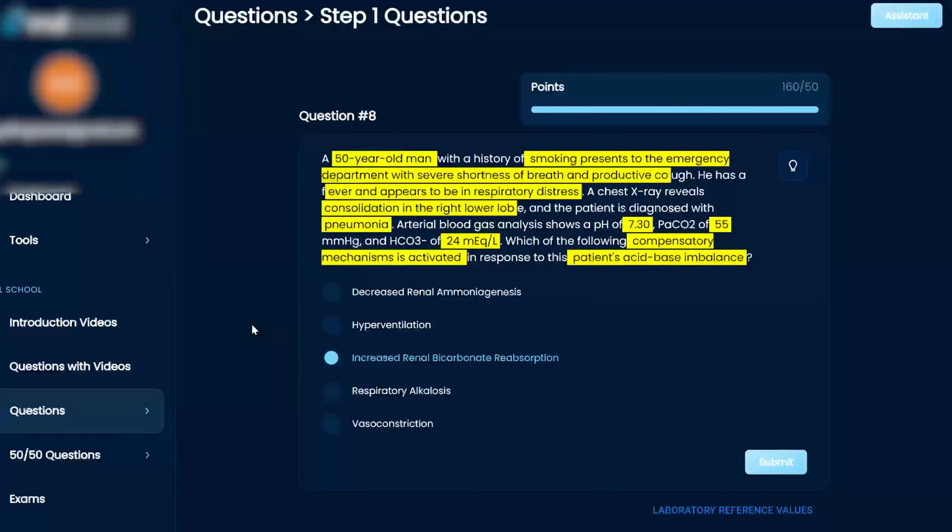Okay. The only other answer that could make sense is hyperventilation, because you're trying to get rid of all that CO2. But I feel like the compensatory mechanism for a respiratory problem is metabolic. Respiratory acidosis is compensated by metabolic alkalosis, and it's a delayed response that happens by increasing renal bicarbonate reabsorption. So I'll say that. You're going to keep that answer? Yes. Okay, bingo, you did that perfectly.